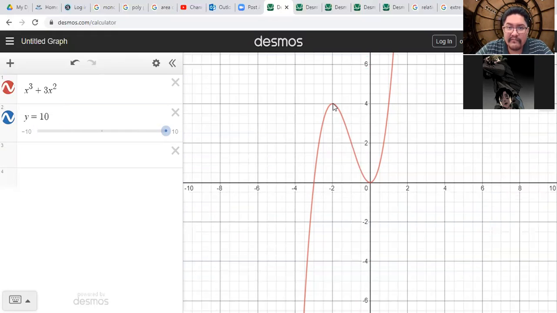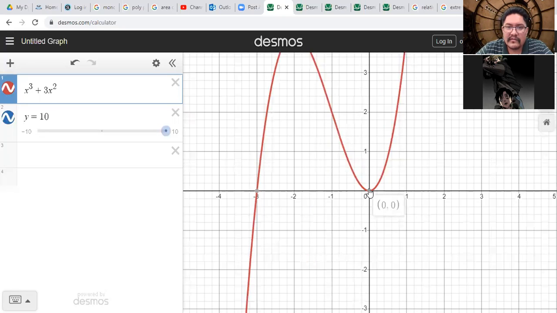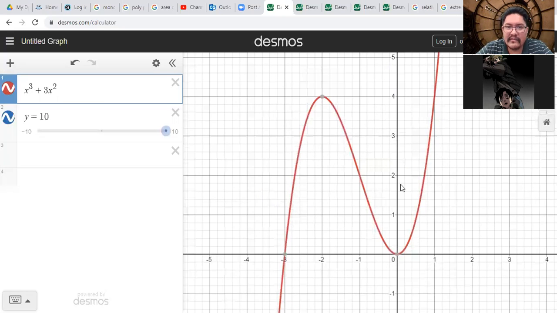We have a relative maximum at -2, 4. Oops, sorry, didn't mean to. If you double click, it zooms in. And we have a minimum at 0, 0.